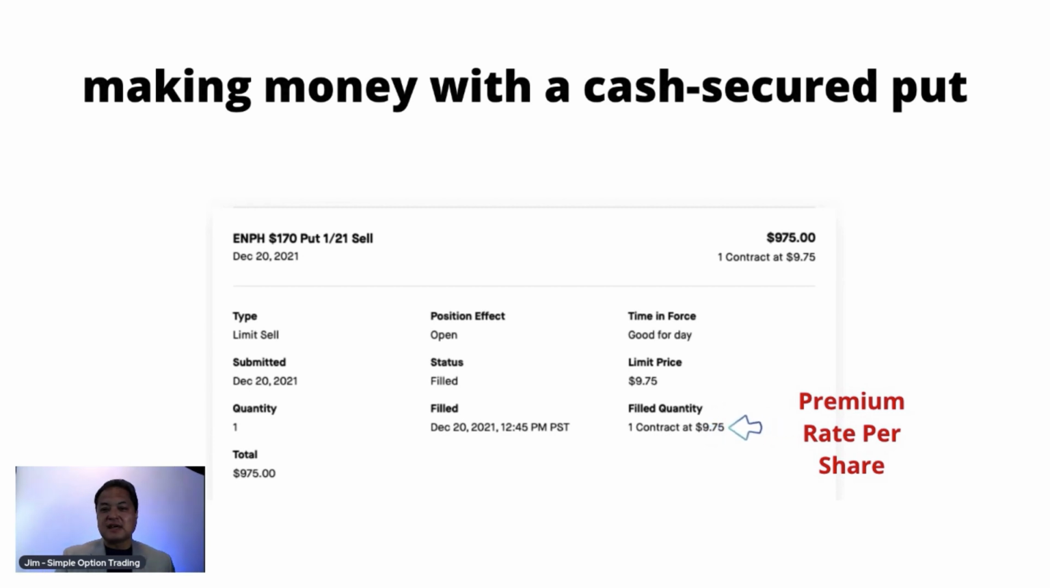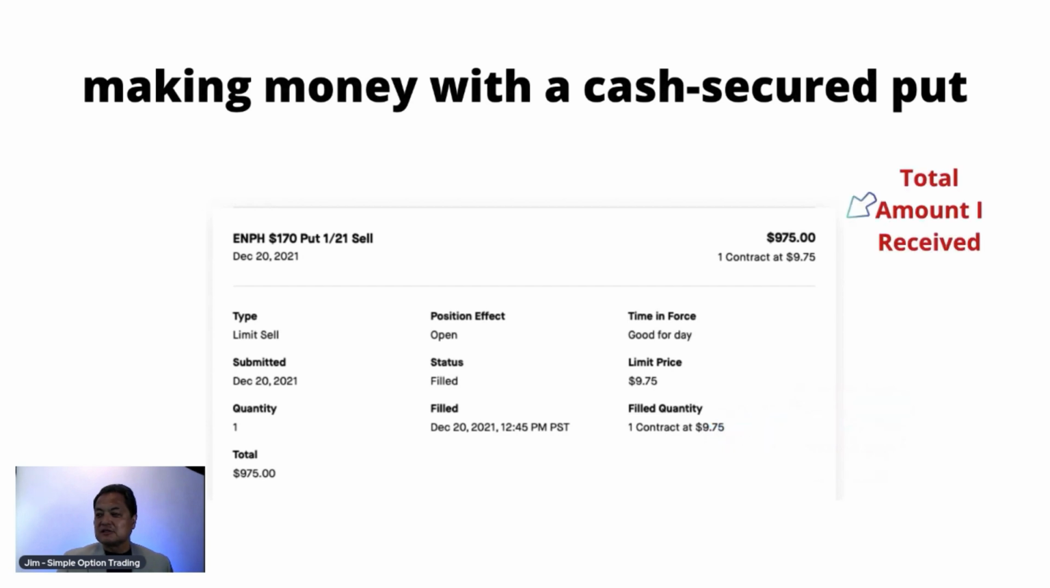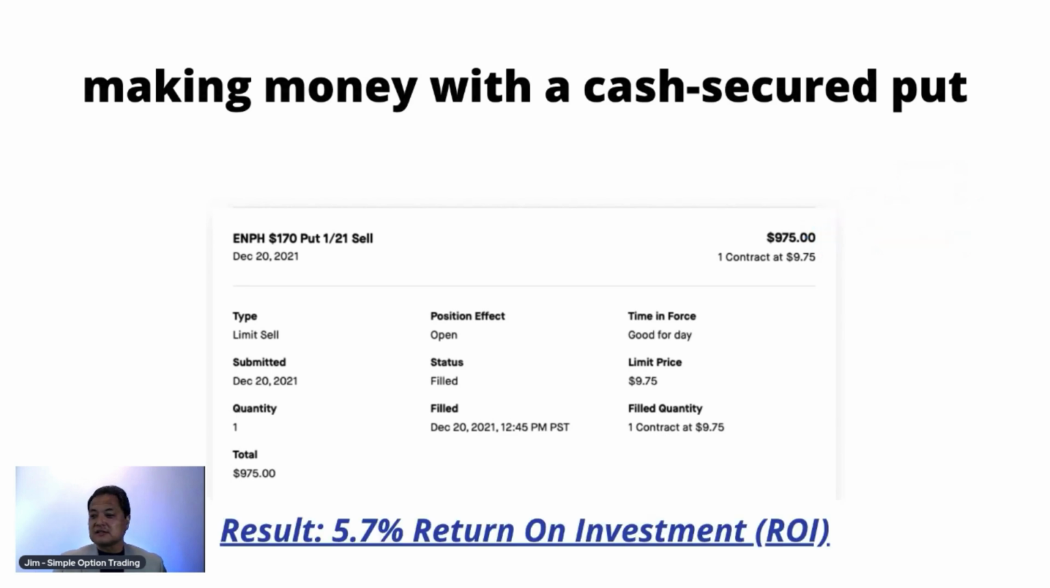Now, we know that one option contract has 100 shares. So as a result, I received a total premium payment of $975, and that was my money in return for the option contract. I received that money, and that money's mine to keep in exchange for the option contract that I sold. So here's a case where I sold this option contract and I received $975.